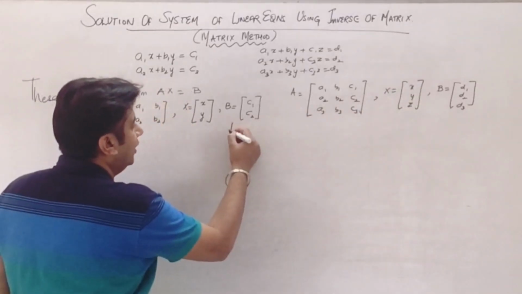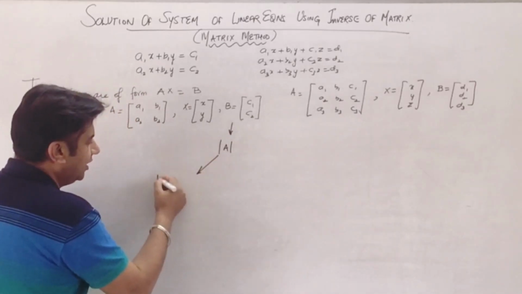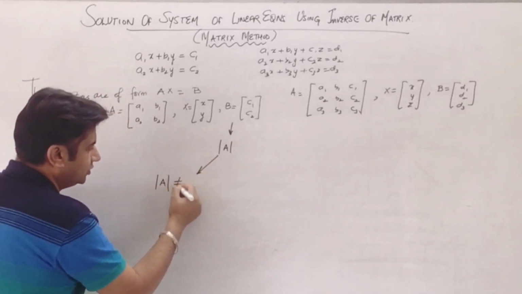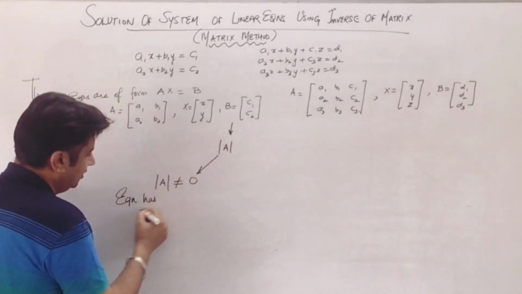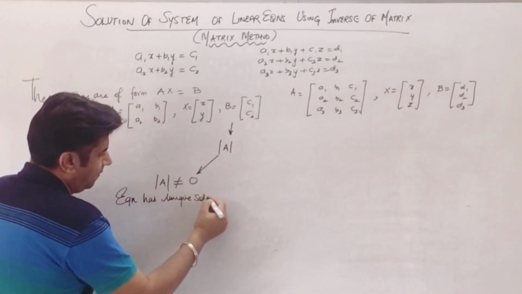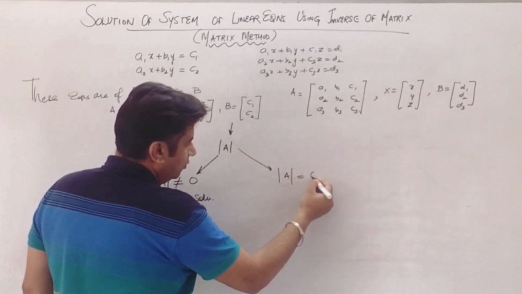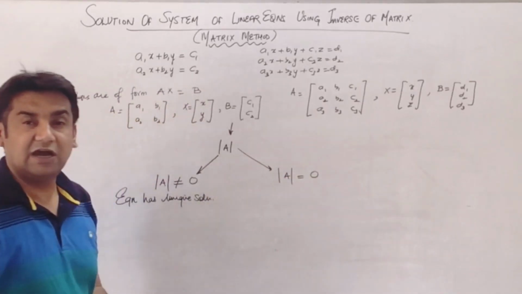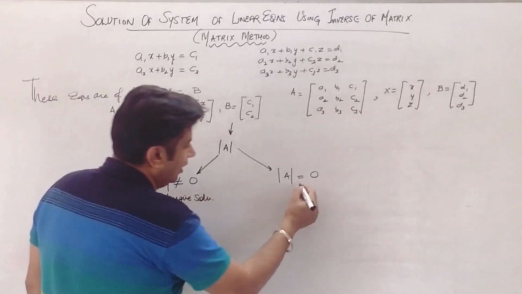Now you will calculate determinant of A. If determinant A is not equal to 0, your equation has a unique solution. And if determinant A is equal to 0, then the equation has either no solution or infinite solutions. How will you calculate?